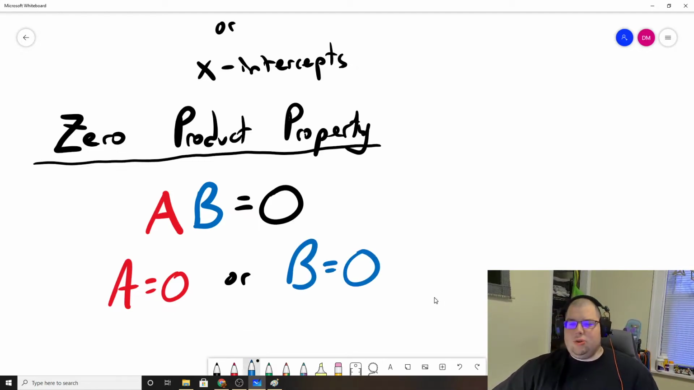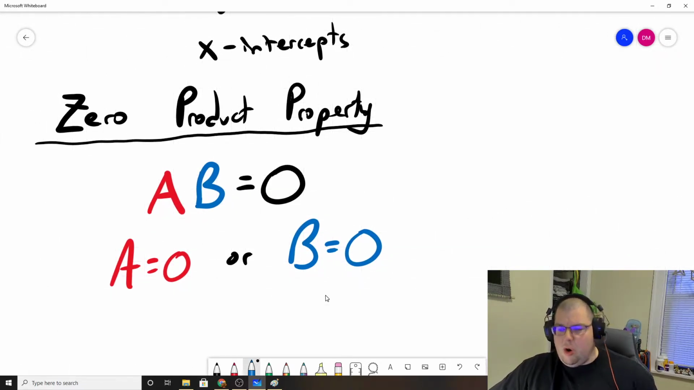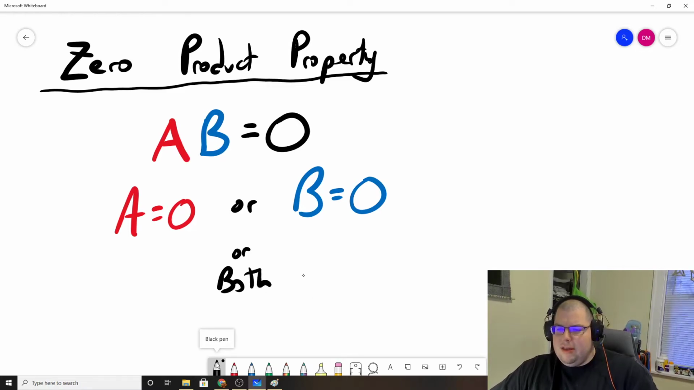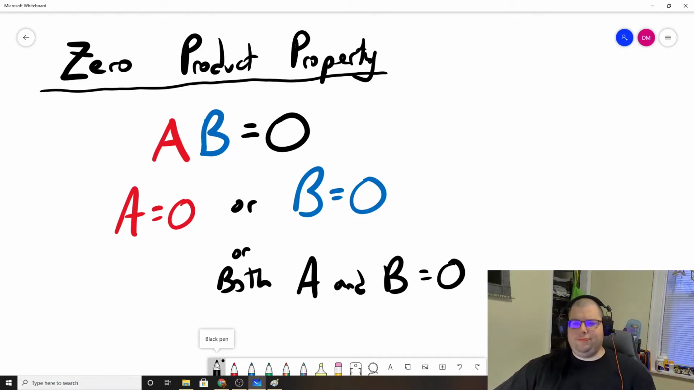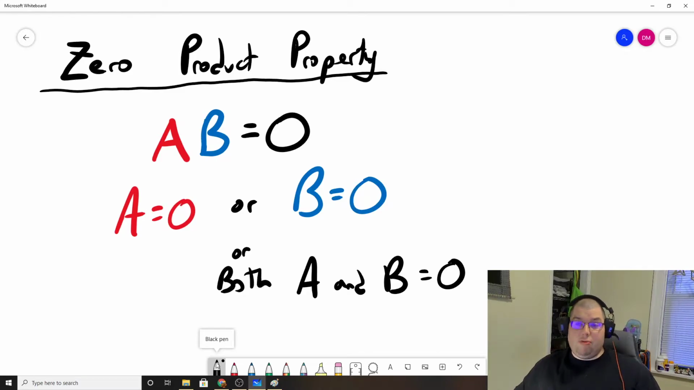And now, because we're using a math OR, which is inclusive, A is equal to 0 or B is equal to 0, or the very third option that nobody really considers, or both A and B equal 0. The third unspoken thing is that both of them are in fact 0, because 0 times some non-zero number would give me 0. Some non-zero number times 0 would give me 0. But 0 times 0, of course, will still give me 0.